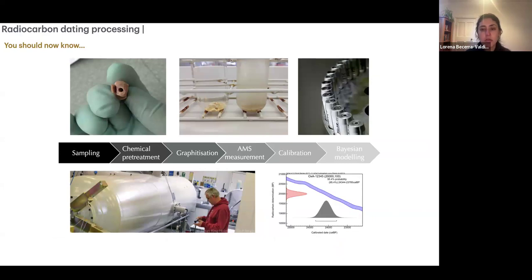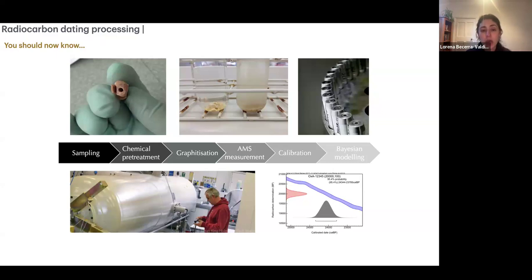We go through the steps that you see on the screen, which are sampling, starting from field sampling, lab sampling, chemical pretreatment, when we're essentially trying to decontaminate your samples in the lab. Graphitization, although more and more now labs have the ability to measure your samples from gas, so we don't have to graphitize. AMS measurement, calibration, and then more and more it's becoming part of the radiocarbon or chronometric framework to do Bayesian chronological or age modeling. So I'll focus on the last one.